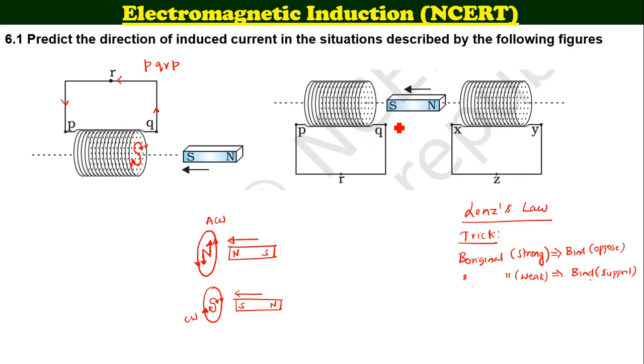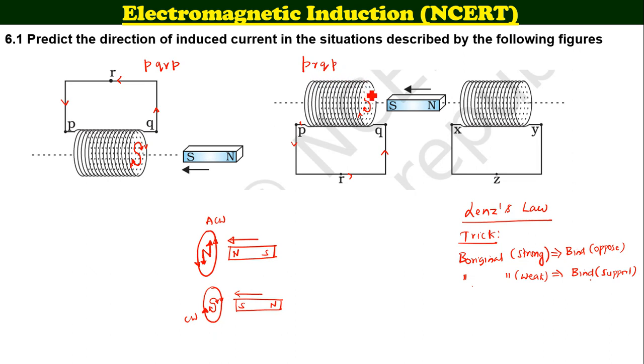Let us check with this right now. Similarly, here also the south pole is nearing this coil. That means there will be a formation of a south pole here, so the induced current will be in this fashion. Current is going in this direction, this direction, this direction, and then this direction. If you start from P, P to R, and then to Q, and then to P again. P, R, Q, P is the direction of induced current.